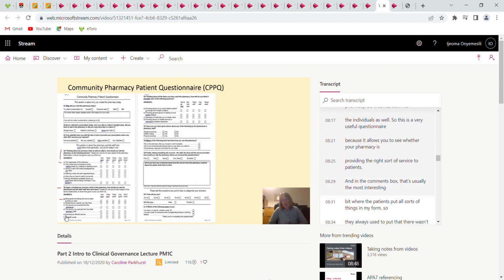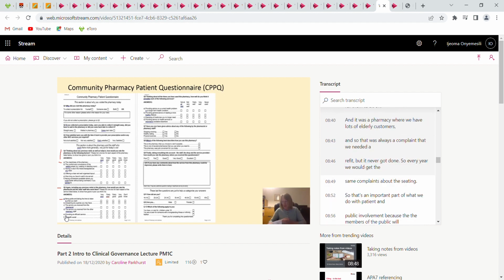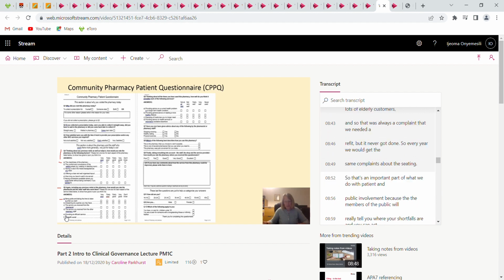And in the comments box, that's usually the most interesting bit, where the patients put all sorts of things. In my pharmacy, they always used to put that there was never enough seating because we only had 2 chairs for them to sit on. And it was a pharmacy where we had lots of elderly customers. So that was always a complaint, and we needed a refit, but it never got done. So every year we would get the same complaints about the seating.